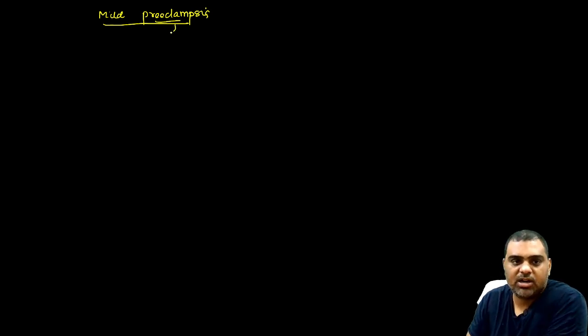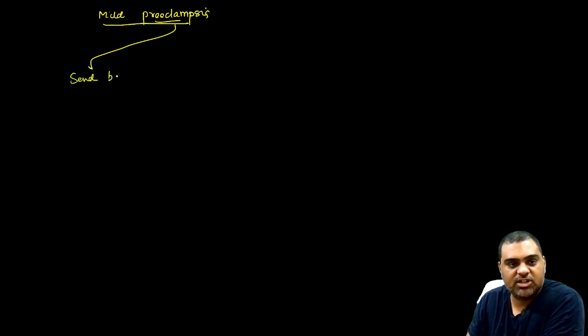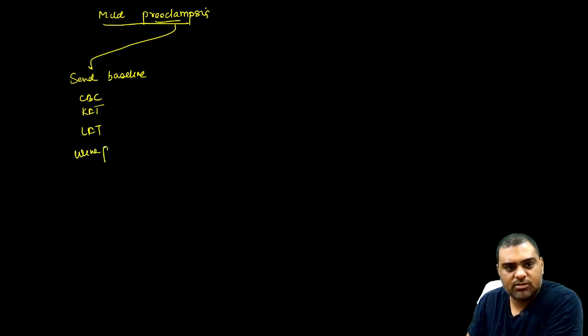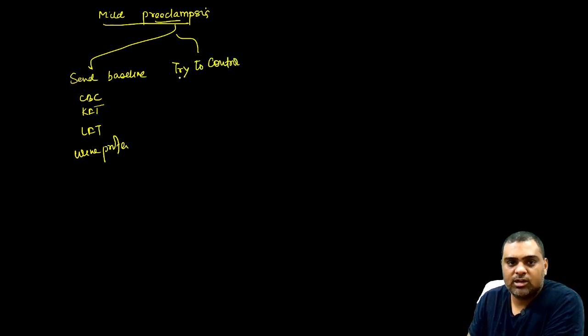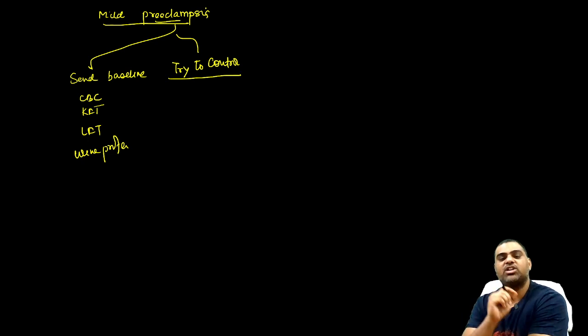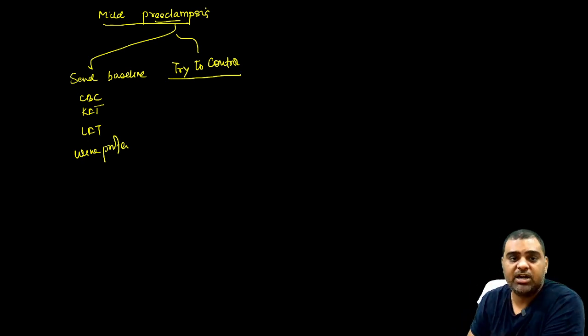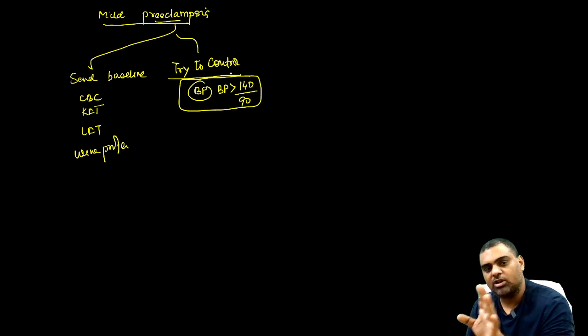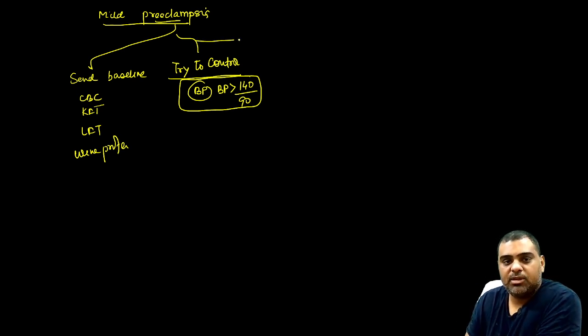So if a patient has mild preeclampsia, what will you do? First, you will send baseline investigations, that is CBC, KFT, LFT, and urine protein. Second, you will try to control the BP. Now there are several guidelines that have changed regarding BP, and I will tell everything. But for now just write, try to control the BP, because we know that for preeclampsia BP is more than 140 by 90. Which drugs to use and which not to use, all the guidelines I will tell you after some time.